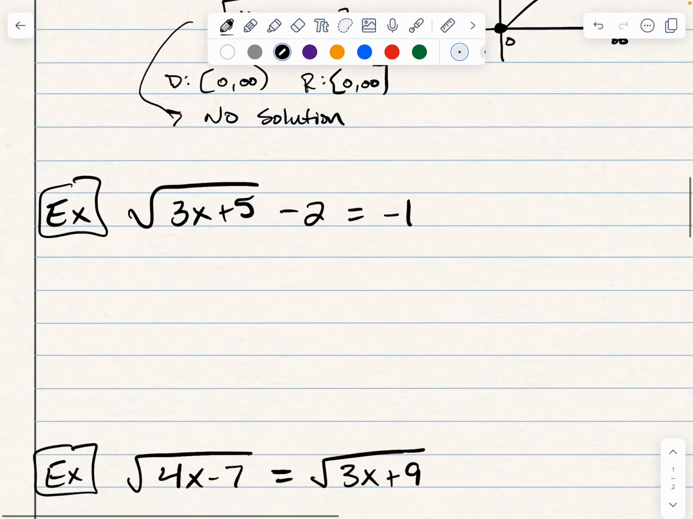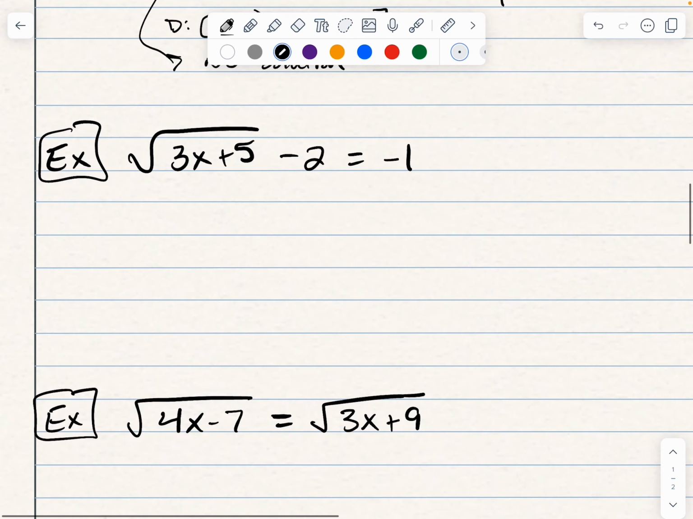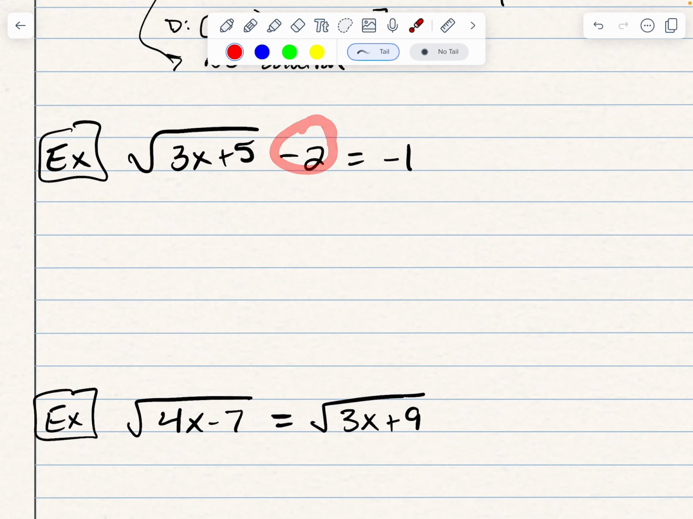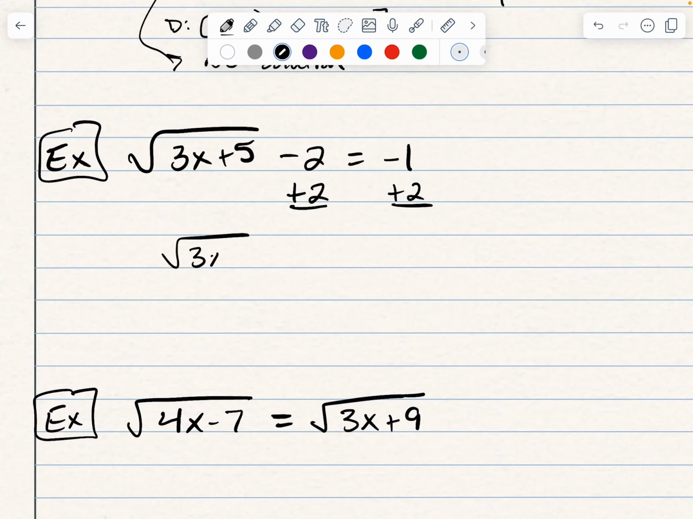Okay, let's look at example 3. So 3 has a plus 2 on the very end. We need to add this over first. That's the very first step we ought to do. And we get the square root of 3x plus 5 is equal to positive 1.